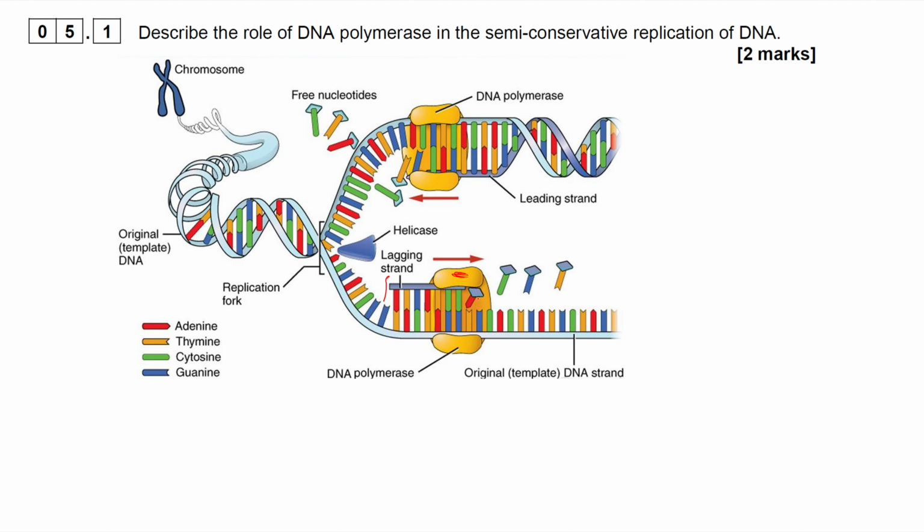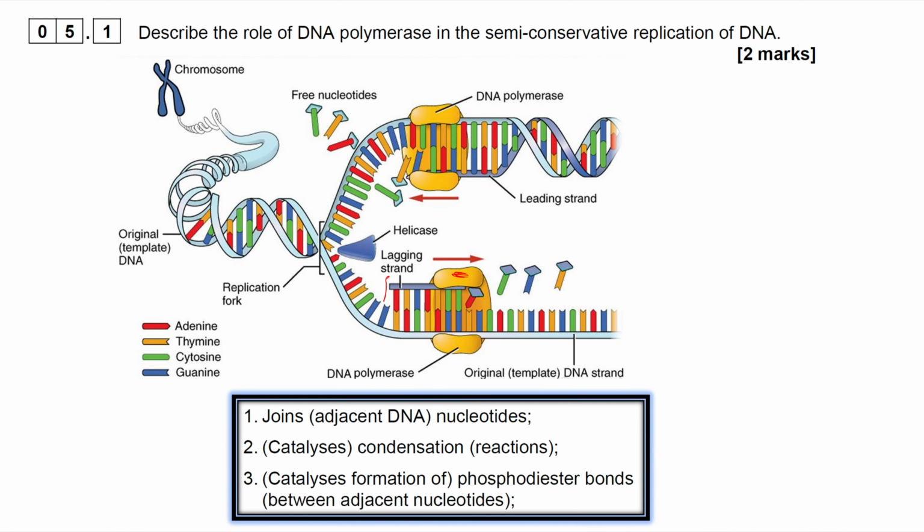So your answer should include any of these 2 points. Number 1, it joins adjacent DNA nucleotides. Number 2, it catalyzes condensation reactions because joining this nucleotide is a condensation reaction. And number 3, catalyzes formation of phosphodiester bonds between adjacent nucleotides. So phosphodiester bonds are basically the bonds between the adjacent nucleotides.